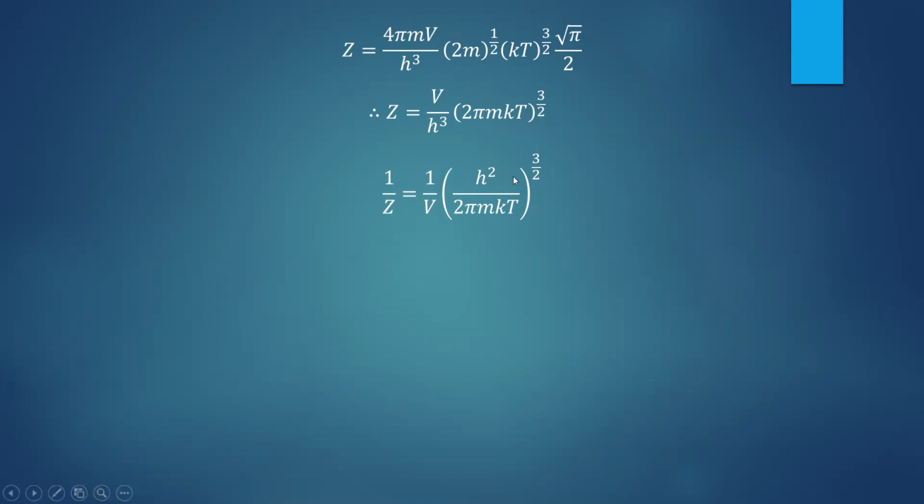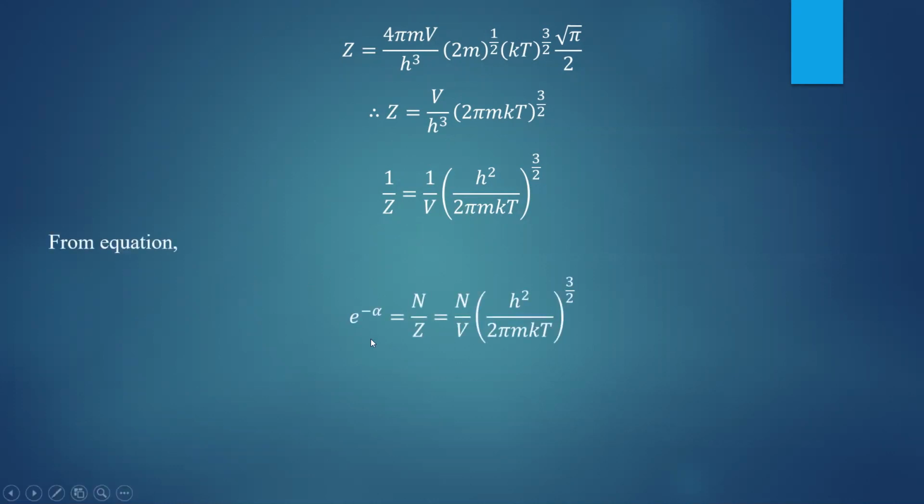Note the step here. I have taken h cube as h square to the power 3 by 2, so the 2 gets cancelled and you will get h cube only. But I have introduced this h square inside the bracket under the 3 by 2 power. So 1 by z will be equal to 1 by v into h square divided by 2 pi m kt to the power 3 by 2. That is the reciprocal of the partition function.